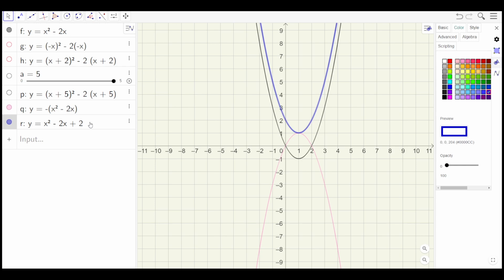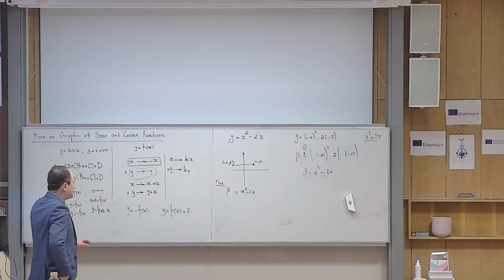The black one is starting from here. Yes, I was comparing. So it goes from here to here. So it went up 2 units. So if I want to summarize, let us summarize together.